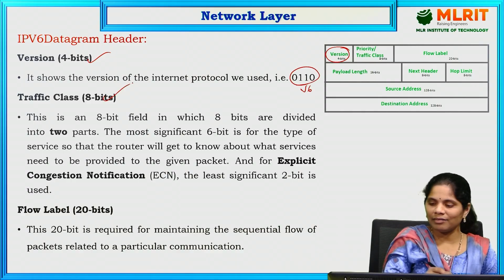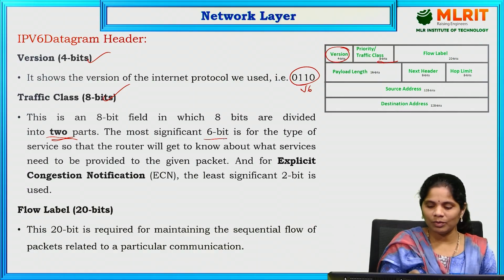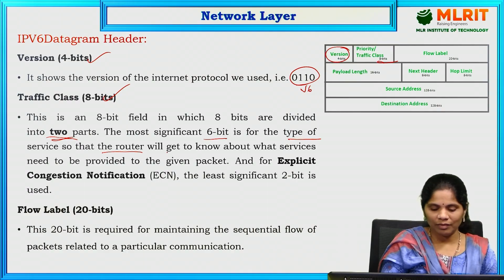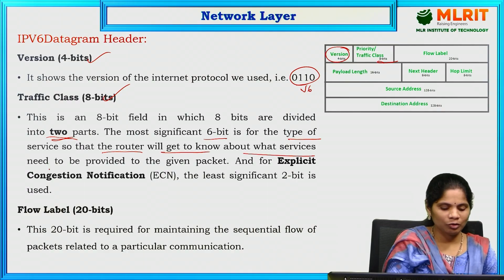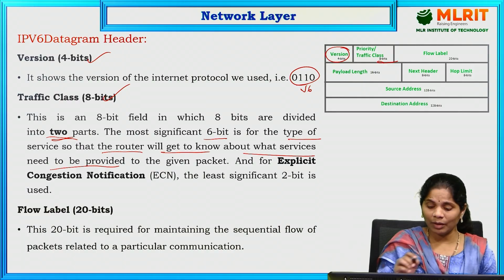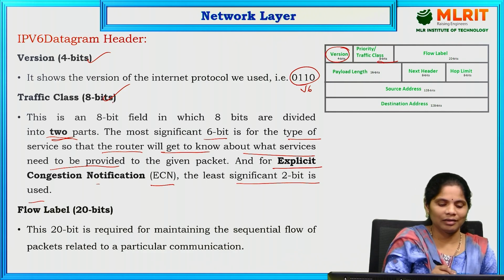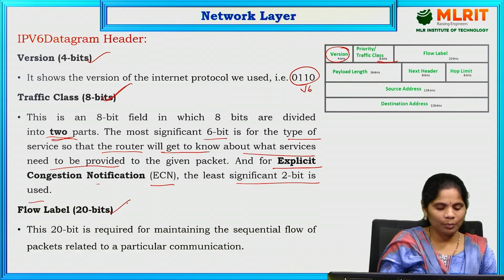And traffic class is 8 bits. It is divided into two parts. The most significant 6 bits are the type of service, which tells the router what services are to be provided to the given packet. It also carries ECN, explicit congestion notification, using the least significant 2 bits of the traffic class, which is 8 bits. And coming to flow label, that is 20 bits.